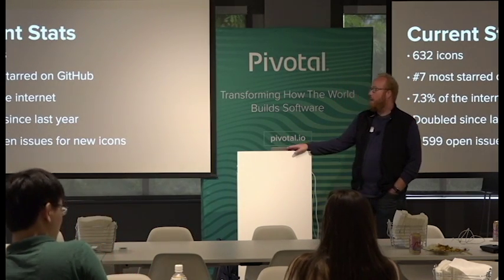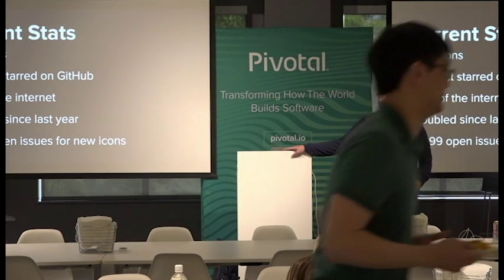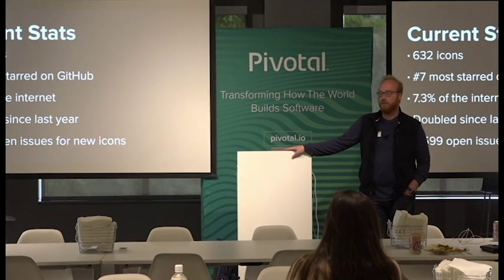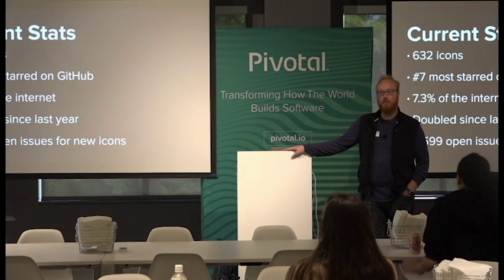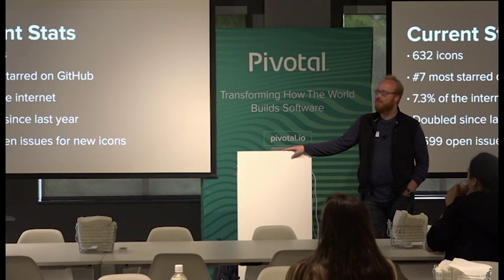So where we are right now, we started off somewhere around 200-ish icons. It's up to 632. We are the number 7 most starred repository on GitHub. We had been 6 for a long time, but React is kind of badass, so it's understandable.